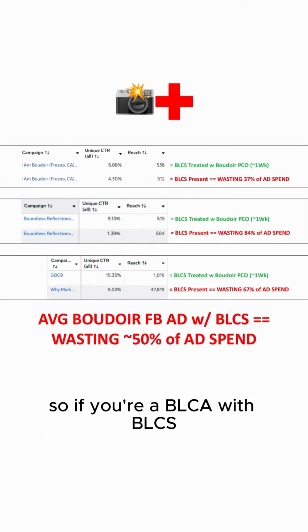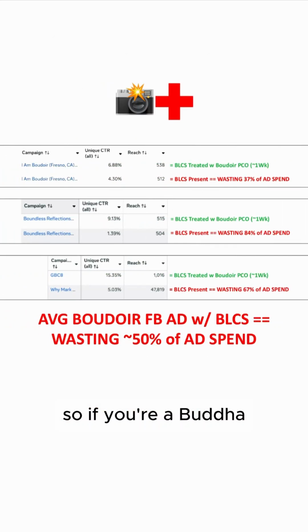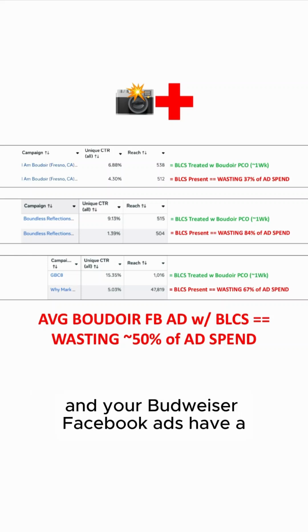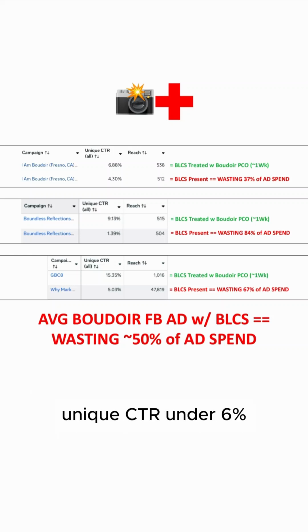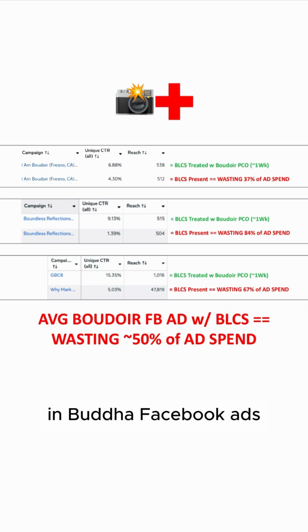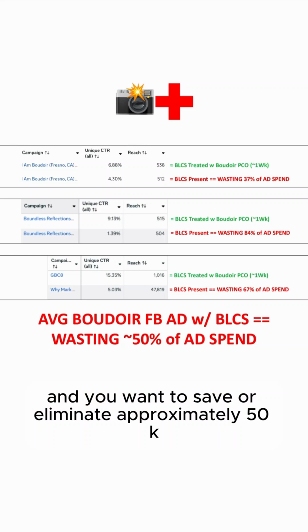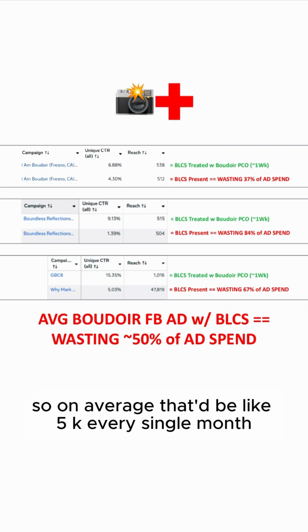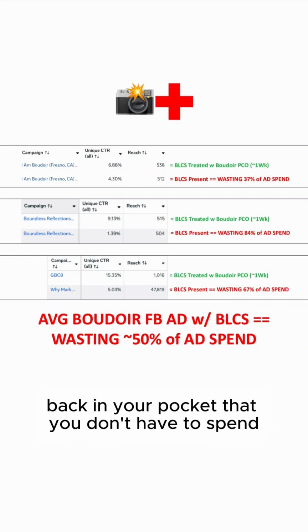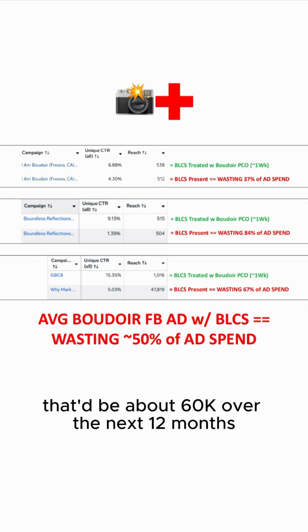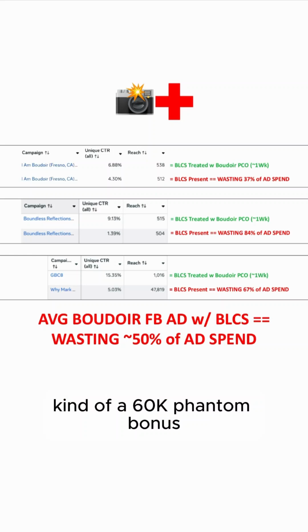So if you're a BLCA with BLCS, so if you're a Boudoir low click advertiser with Boudoir low click syndrome, and your Boudoir Facebook ads have a unique CTR all under 6%, and you're spending more than 10 grand a month in Boudoir Facebook ads, and you want to save or eliminate approximately 5K of that wasted ad spend each and every month, put that back in your pocket. So on average, that'd be like 5K every single month back in your pocket that you don't have to spend, kind of like a phantom bonus. And that'd be about 60K over the next 12 months, kind of a 60K phantom bonus.